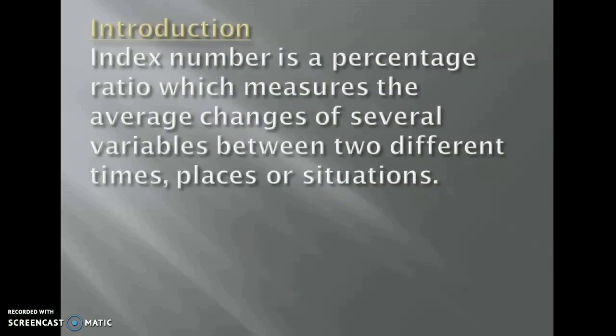So let us see now what is the meaning of index number. This index number is a percentage ratio which measures the average changes of several variables between two different times, places or situations. So you can understand from this only that comparison is made between two times, or between two different places, or between two different situations, isn't it?